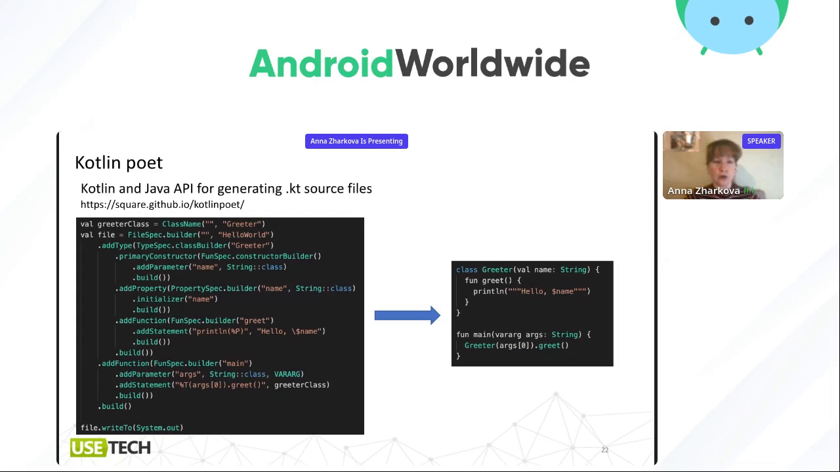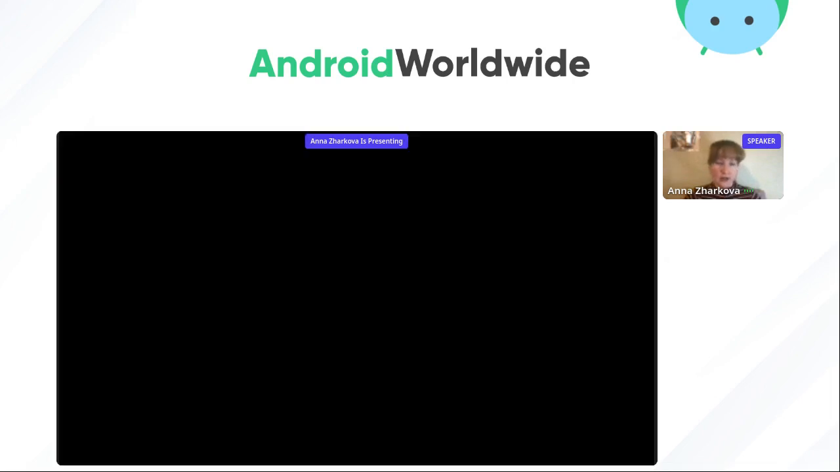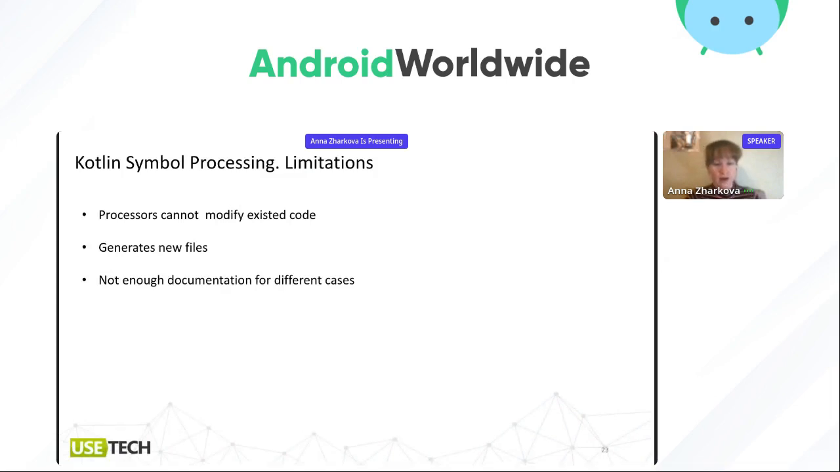And to generate and write our code, we can use Kotlin Poet to write it in an easy way. But there is a limitation: we cannot modify existing code. I think it would be a really nice idea to modify existing code and add some methods or properties in existing files. But in Kotlin Symbol Processing, we have to generate new files, and then all this preprocessed code will be processed with our sources during compilation time. I think the main limitation is also that there is still not enough documentation for different cases.